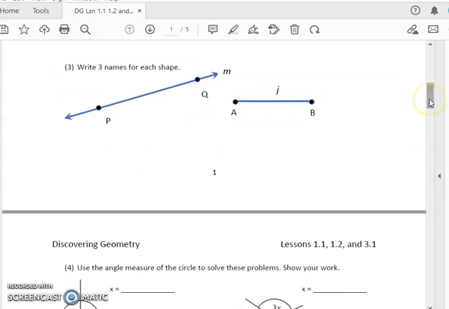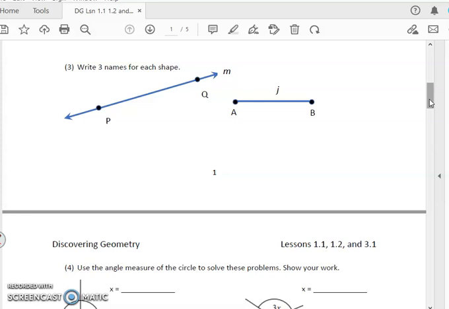Okay, starting here, this is the work we have been doing. I would like you to name each object with 3 different names. We talked about the fact that anytime we name things, we can use points, we can use lowercase letters, and sometimes we can use a number, not as an angle measurement, but for an angle, like angle 2 or angle 5. Sometimes numbers do get used. Once you're finished writing down the names, turn the video back on, and then we'll look at the next set of problems.